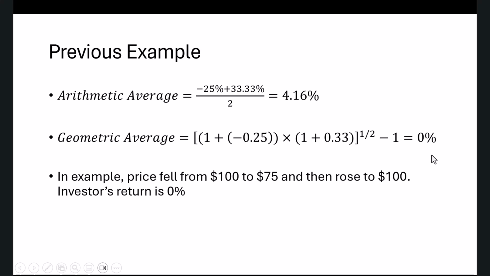This is the return you actually earned, right? You started at 100, it went to 50, or I'm sorry, it went to 75, and then it went back up to 100. Your return is 0. So in this case, the geometric return makes a lot more sense. So when you think about returns, you have to think about the asymmetry of how they're calculated.